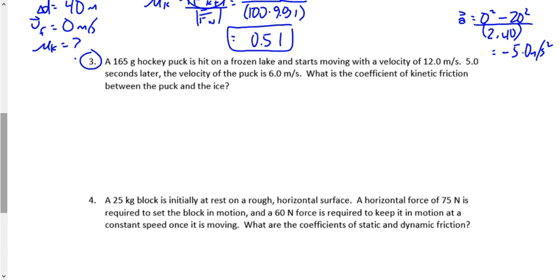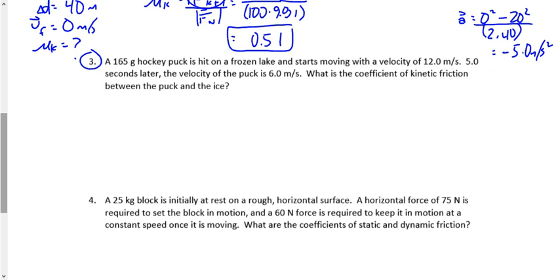165-gram puck, hockey puck. 165 grams, by the way, is about the mass of an actual hockey puck. It varies a little bit. There's a range of about, I think, 10 grams that a hockey puck is allowed to be in and still be a regulation hockey puck. This is a little bit more than a third of a pound.